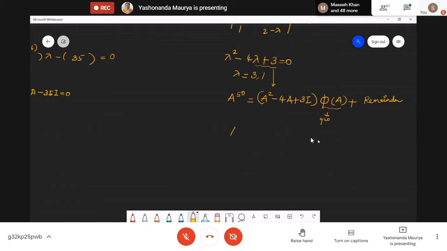So the remainder for A raised to 50 will be of the form alpha times A plus beta times I. Because the divisor is a quadratic, the remainder will have one degree less in terms of A. So this is what is expected. In particular, we have replaced A by lambda.